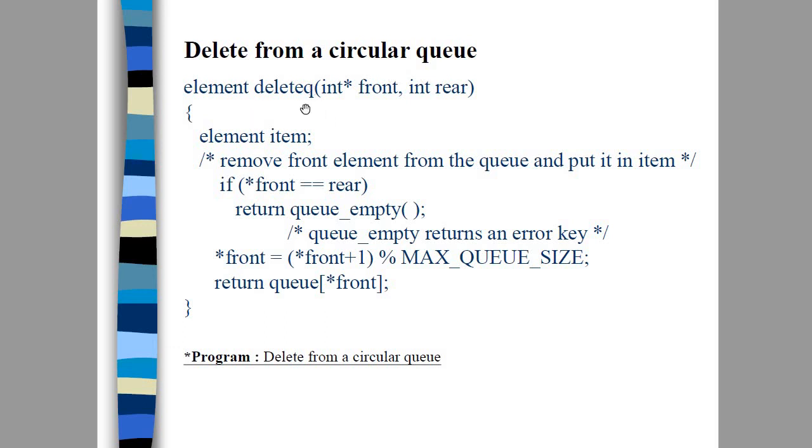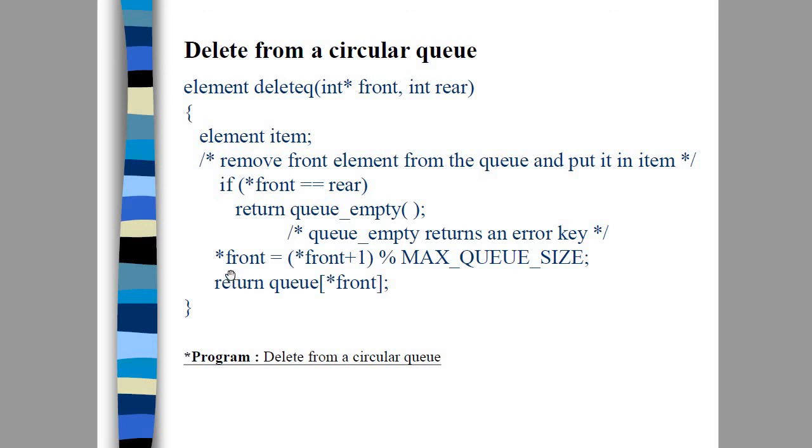Okay, for the delete function, we'll pass two arguments, front and rear. Here we will be checking if front and rear are both the same. We are not updating the front or rear value, we are just checking if both of them are the same, then we will intimate the user that the queue is empty. We cannot remove any element from the queue.